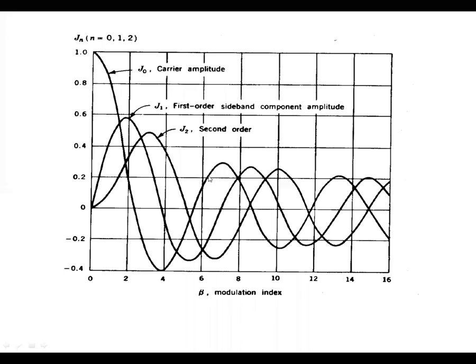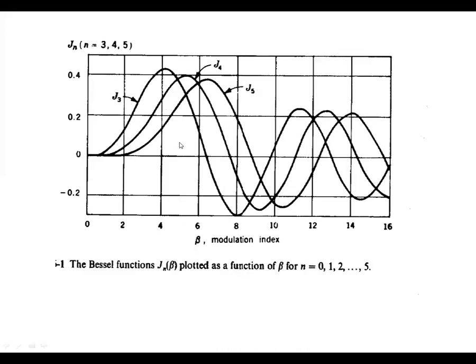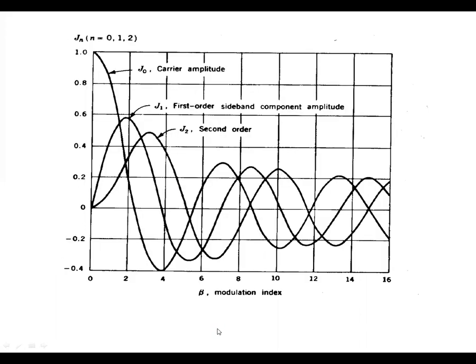So that is the Bessel's function. Whereas this is further n equal to 3, 4, 5 condition. So you can observe that when beta goes on increasing, the n value has to be reduced, their magnitude for the sidebands. As the beta value increases, at higher beta values the magnitude of the spectral components reduces.